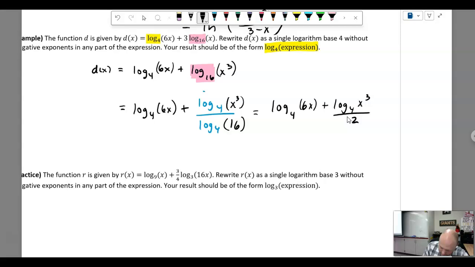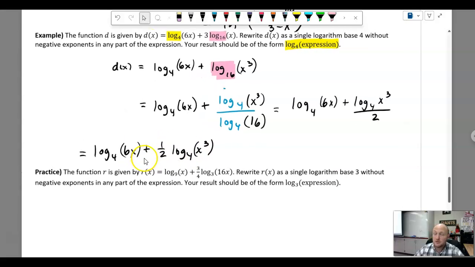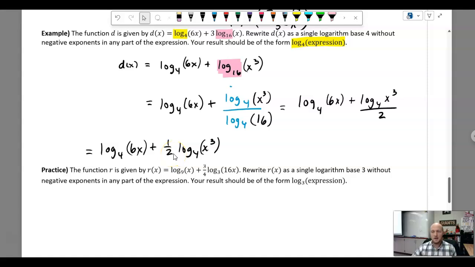Well, I'm going to rewrite this, and then hopefully you know what to do with it. When you're dividing by 2, really you're multiplying by 1/2. So I have 1/2 of log base 4 of x to the power 3. And when I write it like this, what do I have to do with this 1/2? You already know. I have to use the power rule. So I'm going to use the power rule here, and I get log base 4 again, plus log base 4 of x to the power 3 to the power 1/2.